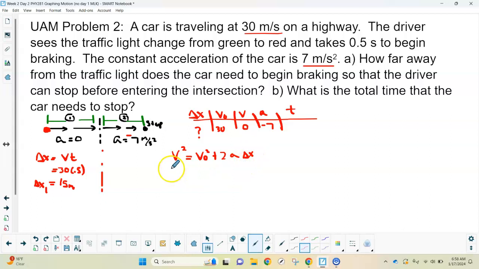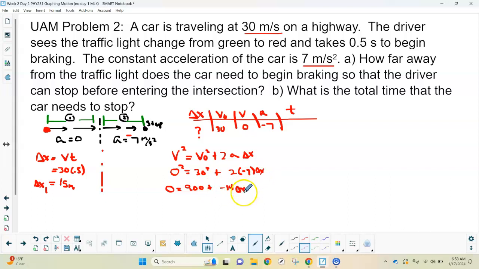So when you plug into this, 0 squared is just 0, 30 squared plus 2 times -7 times delta x. So 0 squared, again, like I said, is 0. 30 squared is 900 plus 2 times -7 is -14, and then delta x.